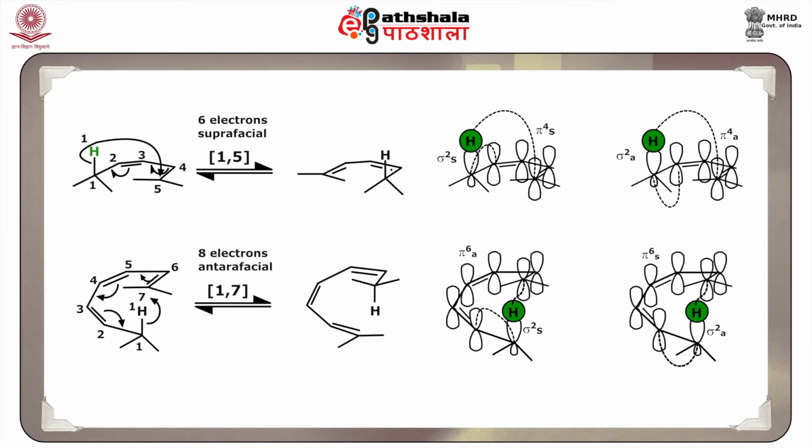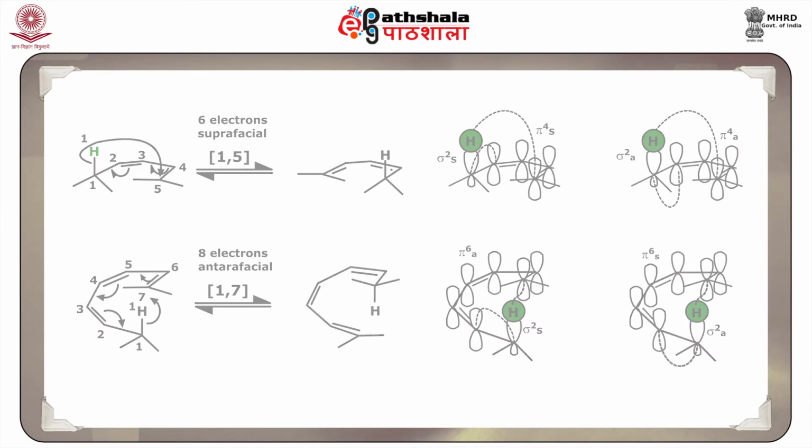For the 1,7 shift with 8 electrons, the antarafacial pathway is taken up, in which the hydrogen atom leaves the upper surface of C1 and arrives on the lower surface at C7.